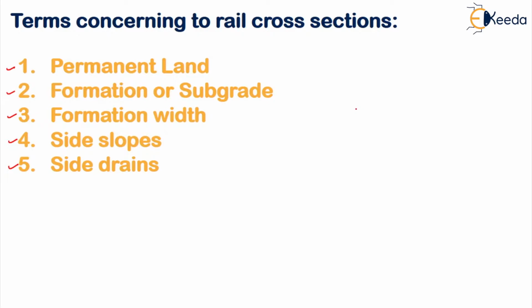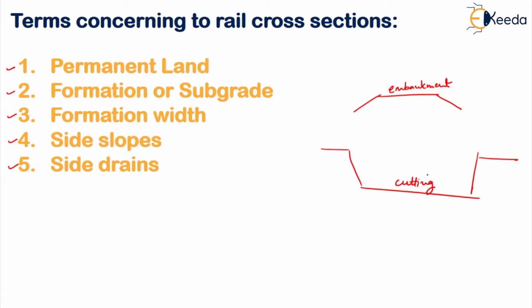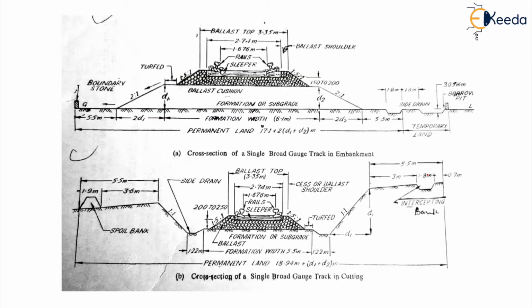Embankment is what? The regions where it is on a higher scale. This is what is called your embankment. And on the lower scale, in valleys or dips, we call it cutting. So this is the cross section of a single broad gauge in embankment, and this is single broad gauge in cutting. Embankment, as I told you, is on a higher scale. If you observe, you can see this.